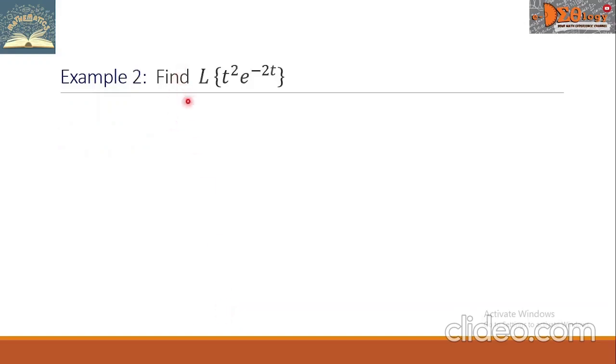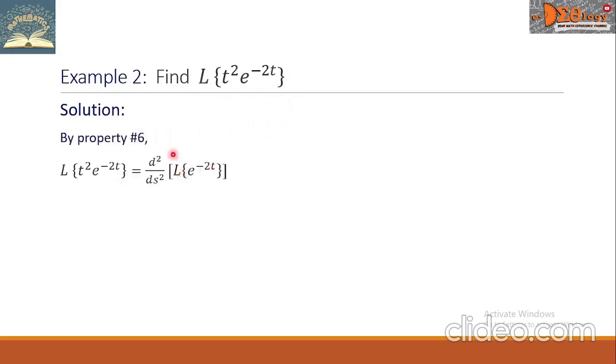Example 2, find Laplace transform of t squared times e raised to negative 2t. By property number 6, this Laplace transform is equal to the second derivative of Laplace transform of e raised to the negative 2t with respect to s. Then we simplify the Laplace transform of e raised to negative 2t, and the value is 1 over s plus 2. Then we take the second derivative of this function 1 over s plus 2.